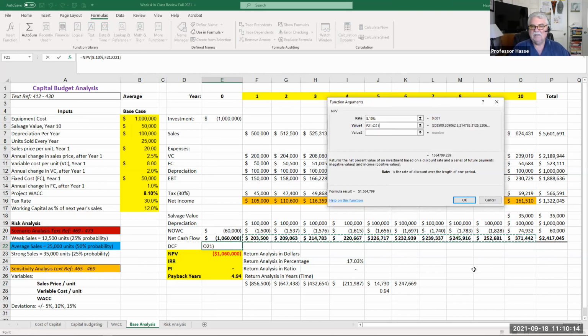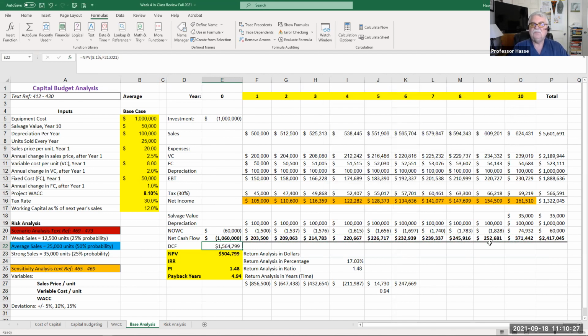In other words, we're now taking years 1 through 10, that $2.4 million that's totaled, and discounting it back at 8.1%. And we get $1,564,799. That's our discounted cash flow.